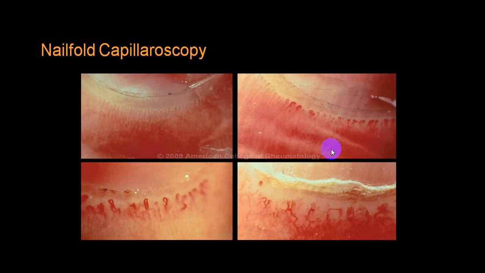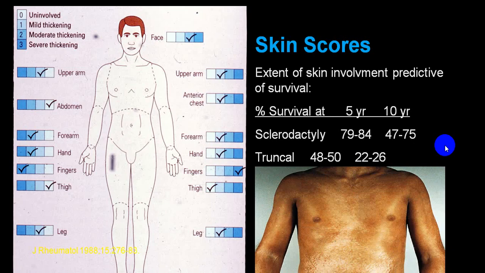While if you see dilatation without dropouts, this is dilatation but there is no dropout, then it is more common in the localized variety. There is some skin score which can be utilized. You can utilize that skin score to find out the severity of involvement of the skin.